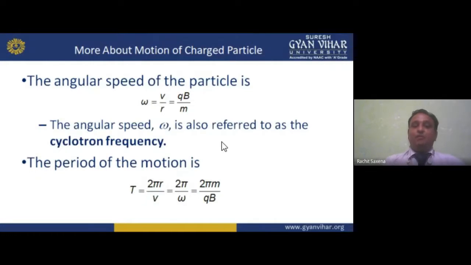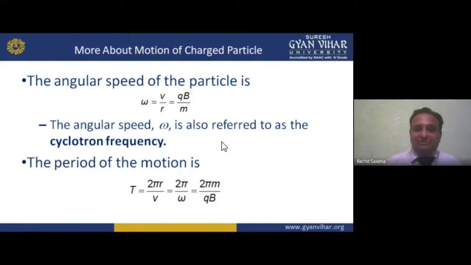Now if I'm talking about the angular speed, if something is moving and we apply a force on it, what will happen? It starts to move, because force into displacement: I apply a force on it, it moves. If it is moving, then from initial to final we have a displacement, and due to this it will start rotating. Now if I'm talking about the rotation, that angular speed, omega, is also referred to as cyclotron frequency.